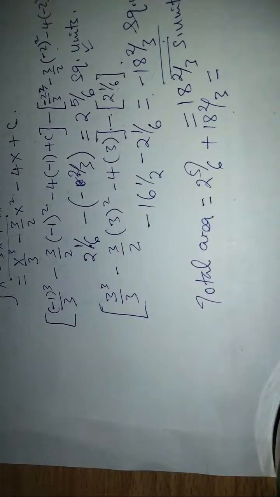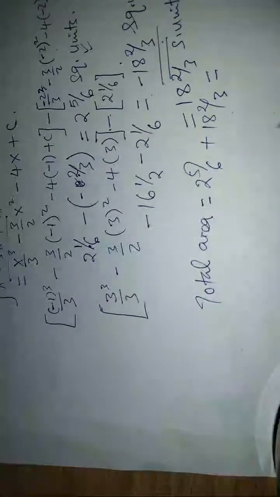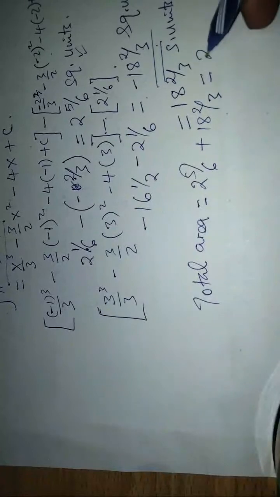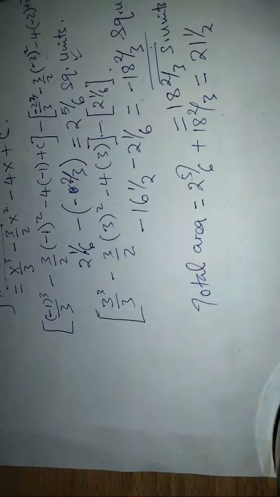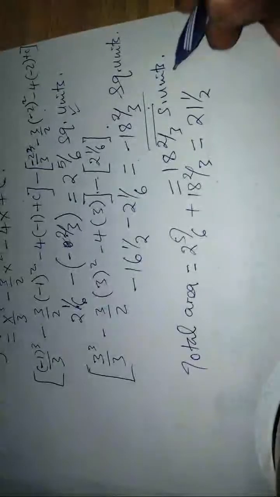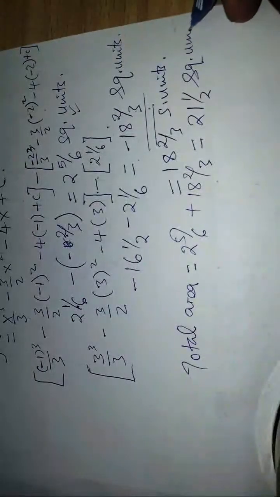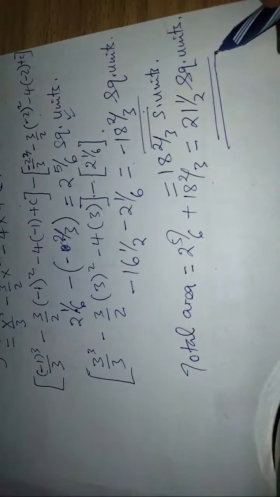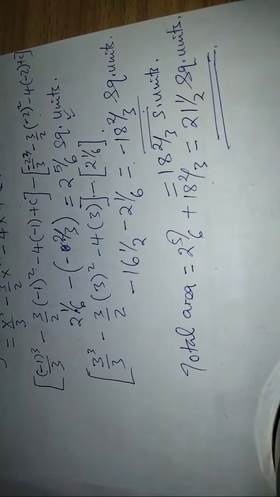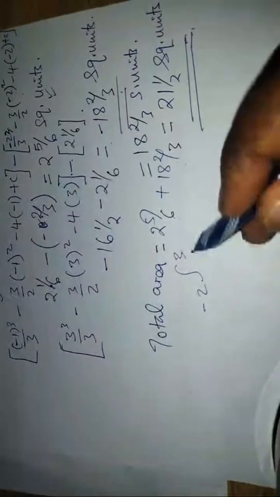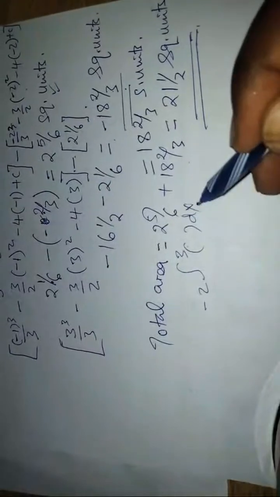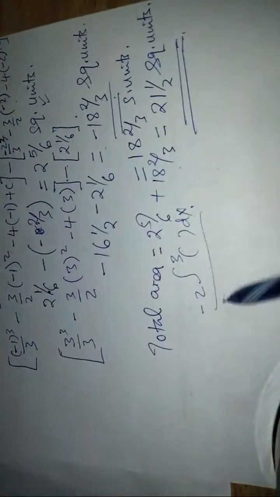So when I add 2 and 5 out of 6 and 18 and 2 out of 3, this is going to give us 21 and a half square units. So the area by integration is 21 and a half square units. Remember, if we integrated blindly from -2 all the way to +3, this function with respect to x, we could not have gotten the correct answer.